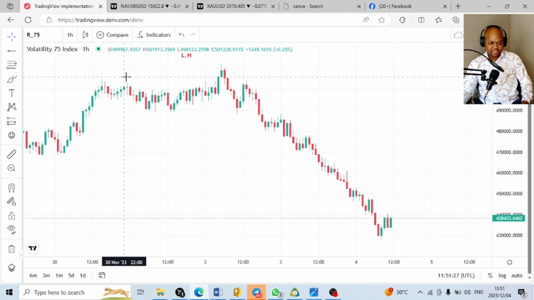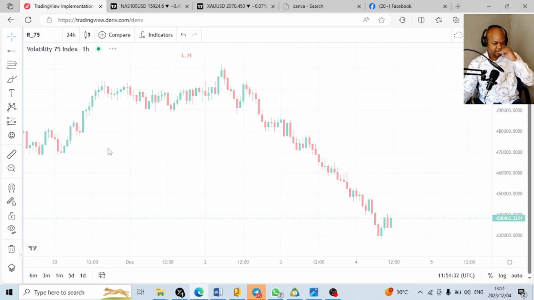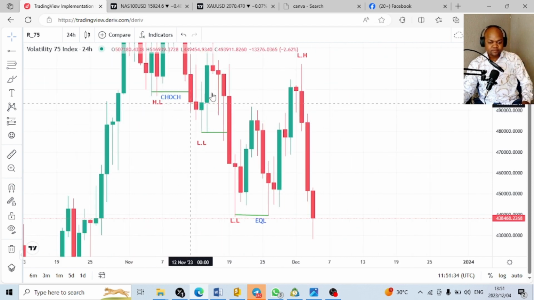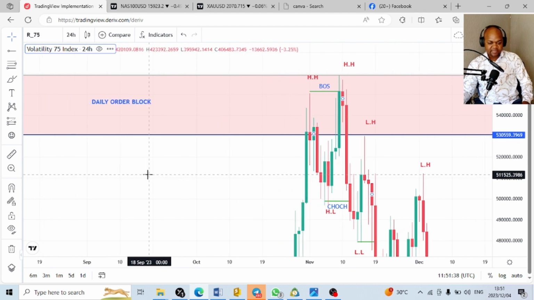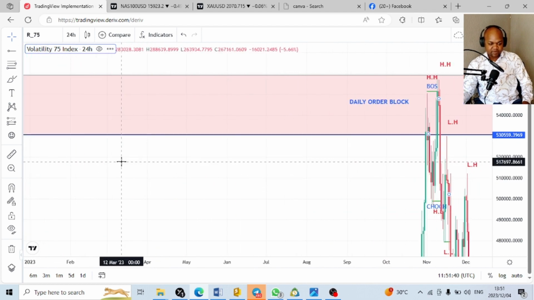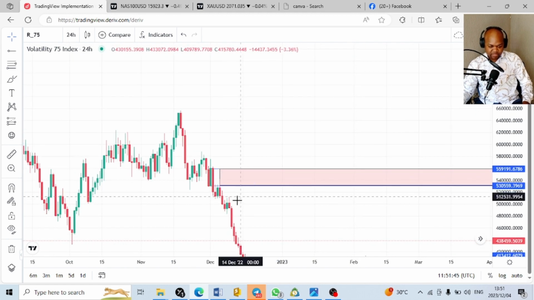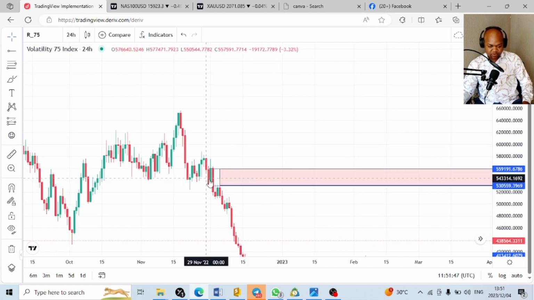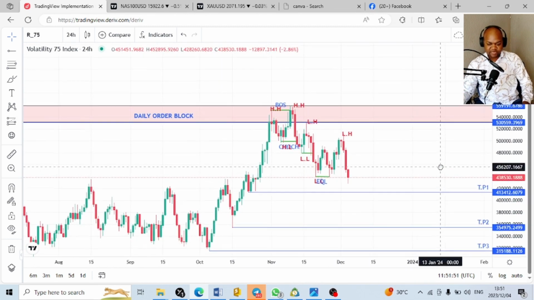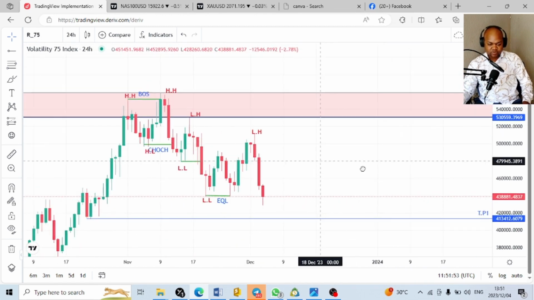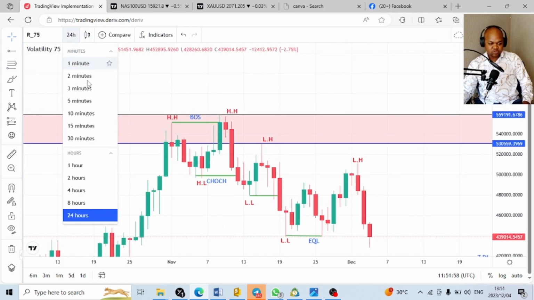If I go on the daily, what do I see? It's very, very clear. So this is the order block that we see. On the daily we can clearly see the order block that was being used, which was this order block. This is the order block that was used on the daily, which the price is now using to move down. If you try to look deeper at what is taking place here, we can see clearly what took place.